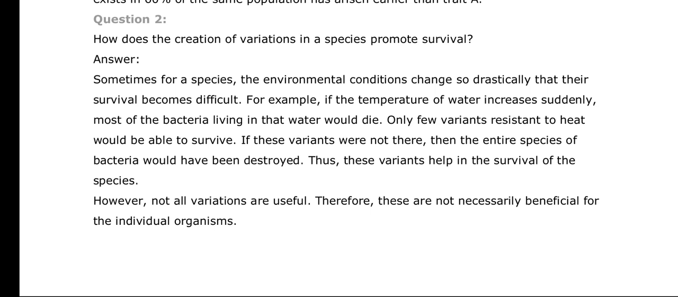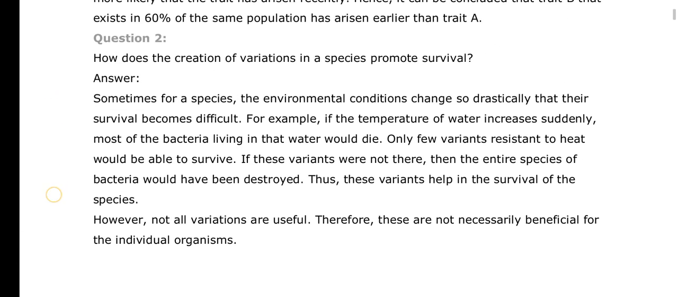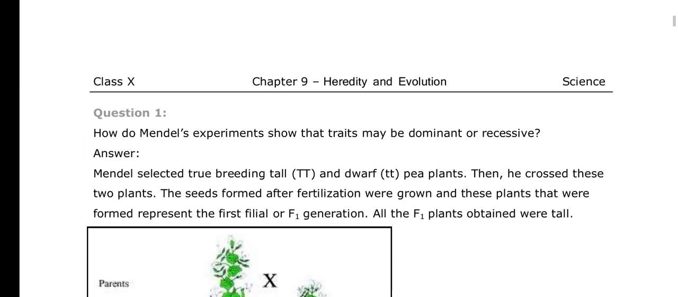Only a few variants resistant to heat would be able to survive. If these variants were not there, then the entire species of bacteria would have been destroyed. Thus, these variants help in survival of the species. However, not all the variants are useful. Therefore, they are not necessarily beneficial for the individual organism.